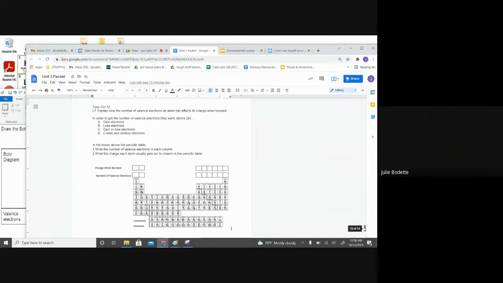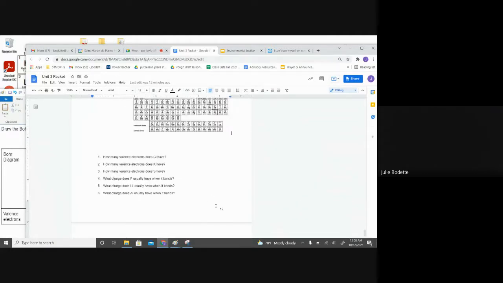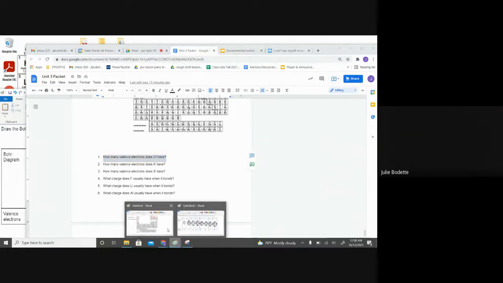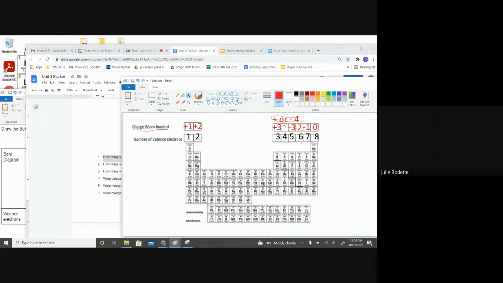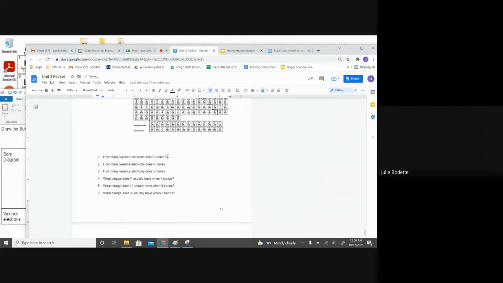So go ahead and work on these on page 12. I will do 1 and 4 with you guys, and you should be able to do the rest on your own. So how many valence electrons does Cl have? Okay, so let's look at our chart here. Chlorine is right here. And there are 2 ways to solve this. You could draw the Bohr diagram, or you could look it up off the chart. Chlorine is in this row, and everything in this row has 7 valence electrons. So chlorine must have 7. So go ahead and look up K and S on your own.